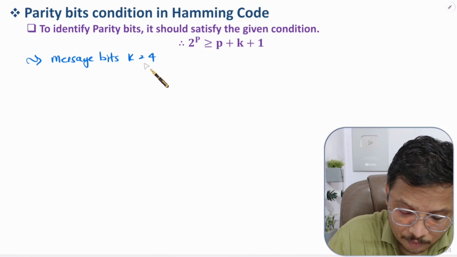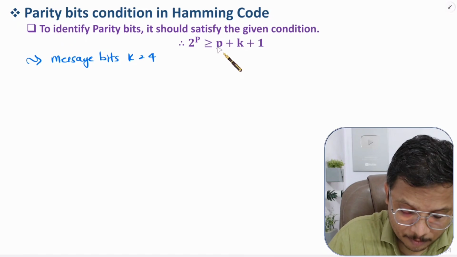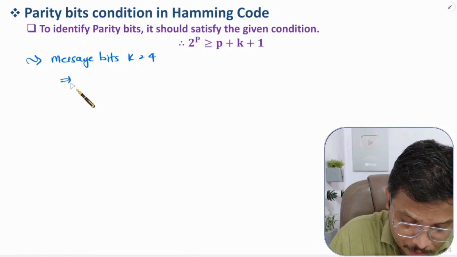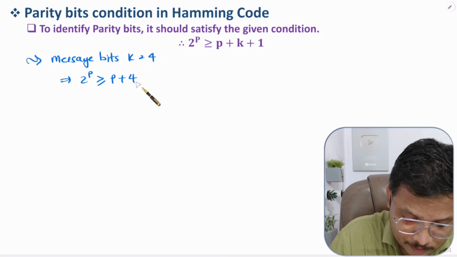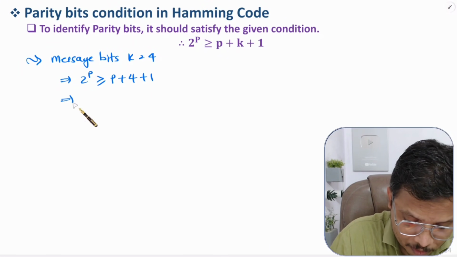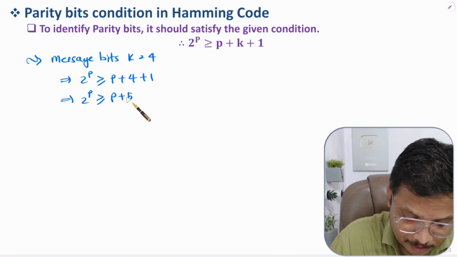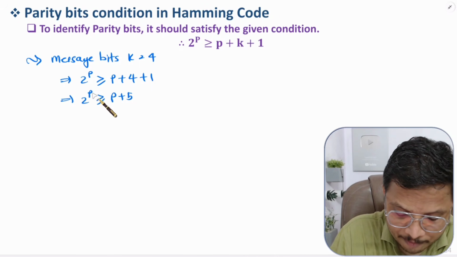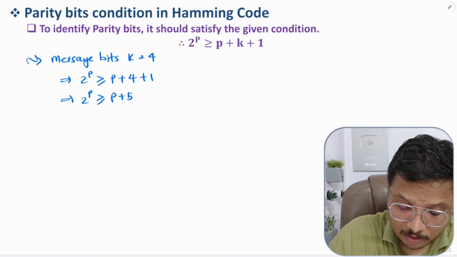For k equal to 4, let us try to understand how many minimum parity bits we need. Here 2 to the power p should be greater than or equal to p plus 4 plus 1. So 2 to the power p should be greater than or equal to p plus 5. Now we need to substitute values of p and see whether it satisfies this condition or not.